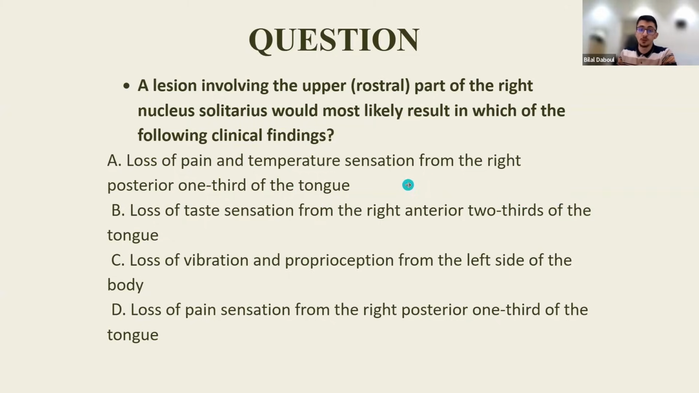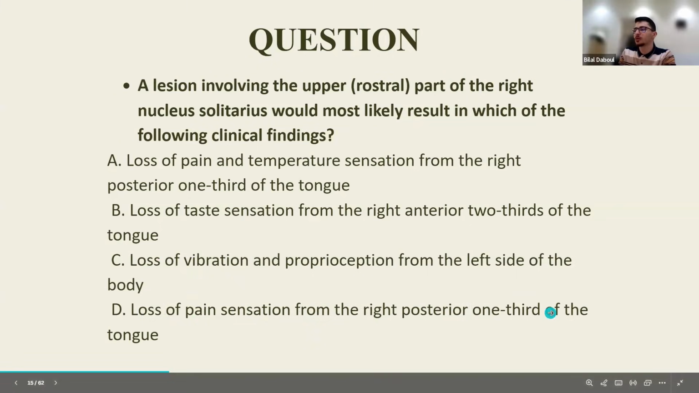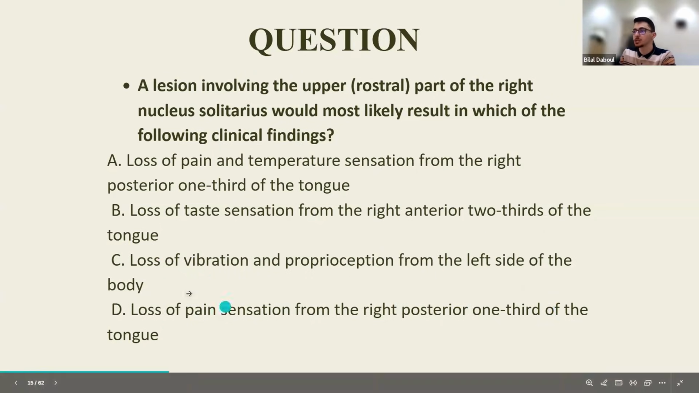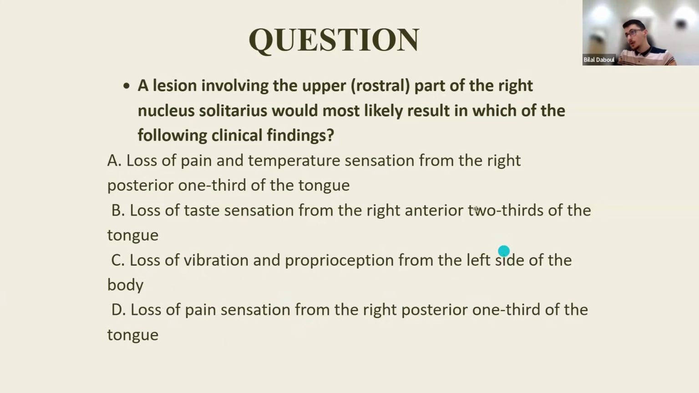Loss of taste sensation from the right anterior two-thirds of the tongue. That's correct. Again, it's through the facial nerve, and it relates to the NTS. If you have a lesion that affects the rostral NTS, you could end up with partial loss of taste, or complete if it involves it bilaterally. Loss of vibration and proprioception from the left side of the body is a function of the dorsal column medial lemniscal pathway, so that's in the spinal cord and not really related to nuclei. Loss of pain sensation from the right posterior one-third of the tongue is similar to the first option. Again, it's a function of the glossopharyngeal. For the anterior two-thirds, it's a function of the trigeminal in terms of general sensation. And that's it for this question.